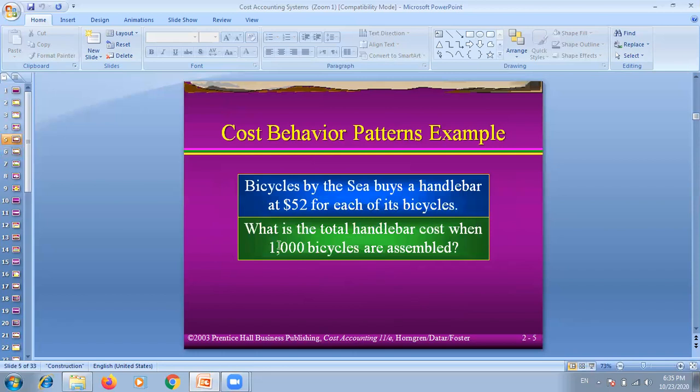When making 1,000 times 52 gives 52,000. If 2,000 times 52 gives 104,000. Suppose that 3,000 will be 156,000. It is a variable cost. At 1,000, 52,000. 2,000, 104,000. 3,000, 156,000. This is variable cost, but at all levels, the cost per unit is 52. So this is variable cost.